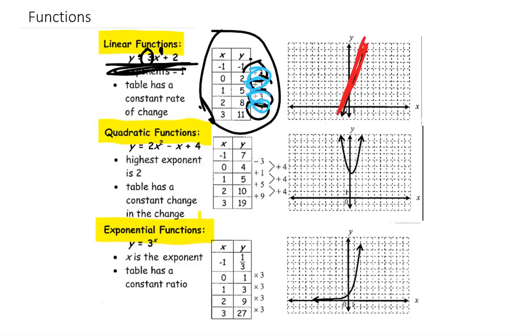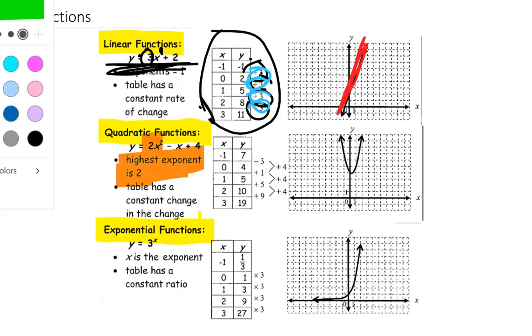Now for a quadratic function, the highest exponent is a 2. We can see here that x squared, 2x squared, is the highest exponent. Therefore, it's a quadratic function. We can see it says the highest exponent is a plus 2.